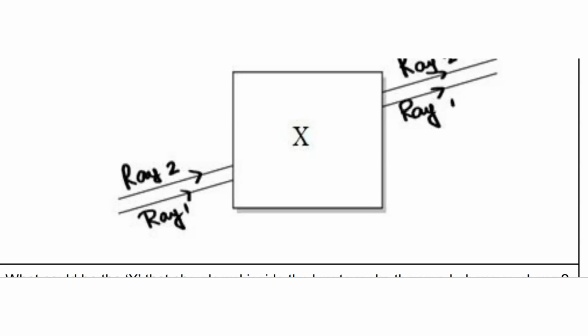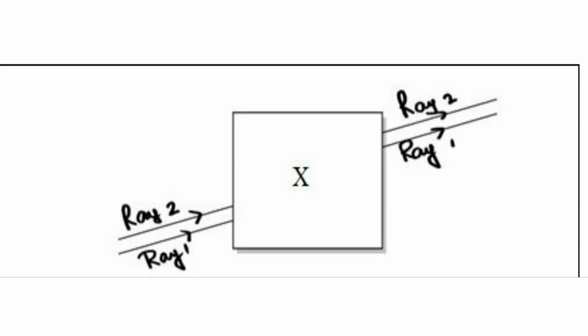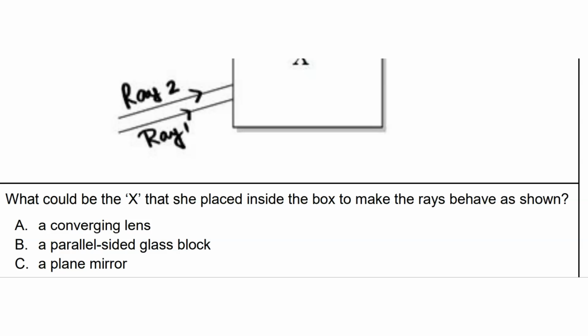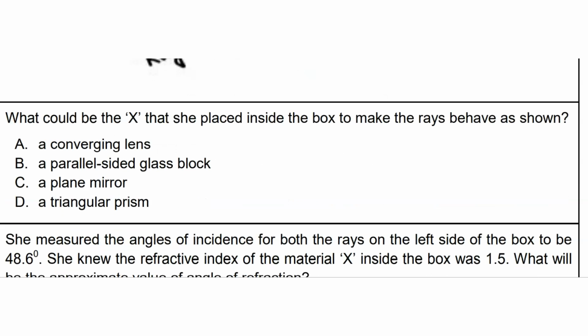She has a box X and she is pointing a laser light at one end of the hole, and she is getting the image on a butter paper on the other side. So they have given two rays and its image is also given. Okay, this has been traced on a butter sheet. Now, what is the question? What could be X that she placed inside the box to make the rays behave as shown?